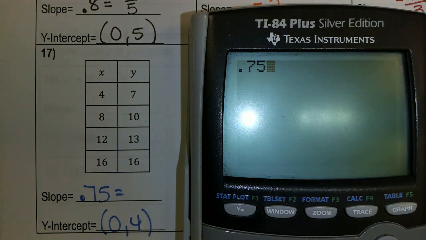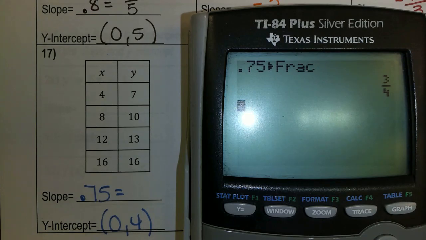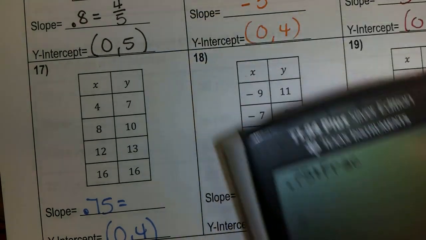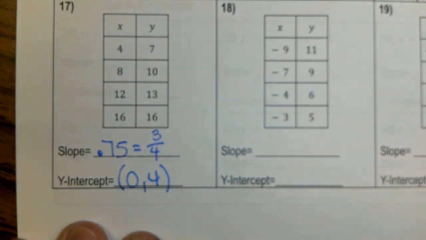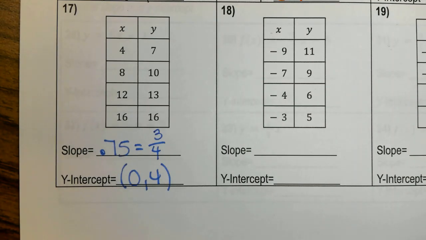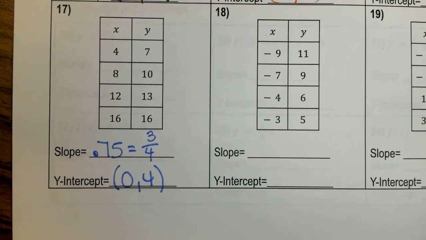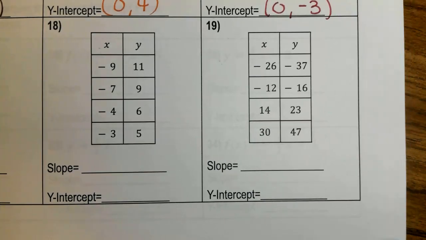0.75. I type my decimal in, press math, enter, enter. So 0.75 is 3/4 as a fraction, which some of y'all may have already known. Great. If not, it's okay, just type it in. All right, next one, 18.